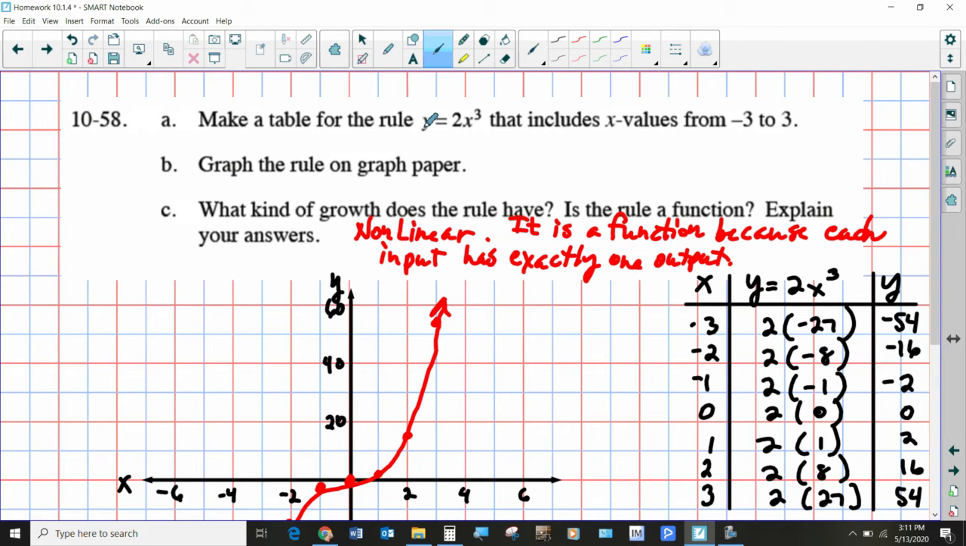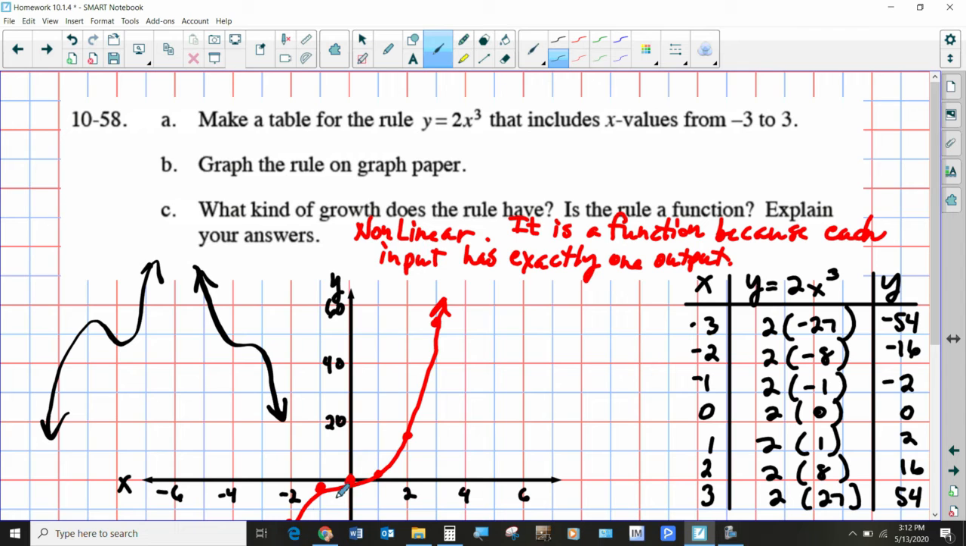All right, make a table for the rule y is equal to 2x cubed. This is an example of a cubic function. And if you recall, when we had linear functions, they formed straight lines. When we had quadratic functions, where you had an x squared, it formed a parabola, which could either be open up or open down, depending on this number right here in front of the x squared, whether it was positive or negative. Now we've got a cubic. The cubic shape looks like this, or looks like this, depending, once again, on whether there's a positive number there or a negative number there.